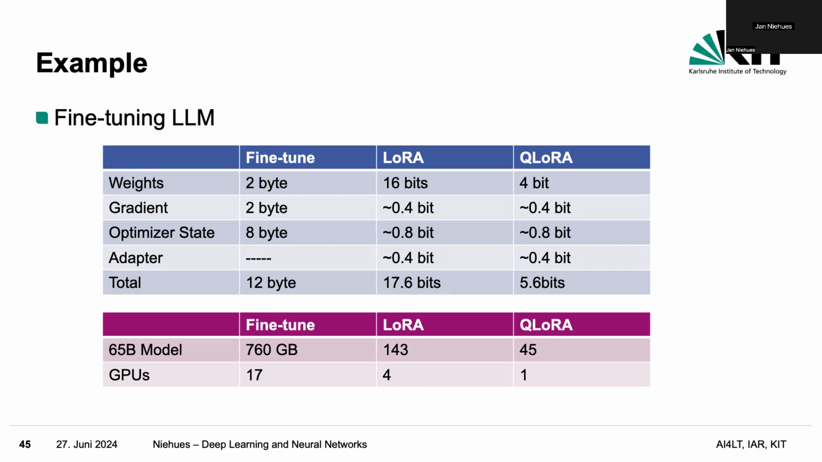Which of course increases the efficiency and makes it possible for a lot more people to do that. Of course, it comes at some cost. So we are not fine-tuning everything. We are only fine-tuning the LoRA. However, often this is even better because you are less prone to overfitting, because you are training a small number of parameters. And secondly, you introduce a quantization error. However, people have seen that the performance is still quite good.